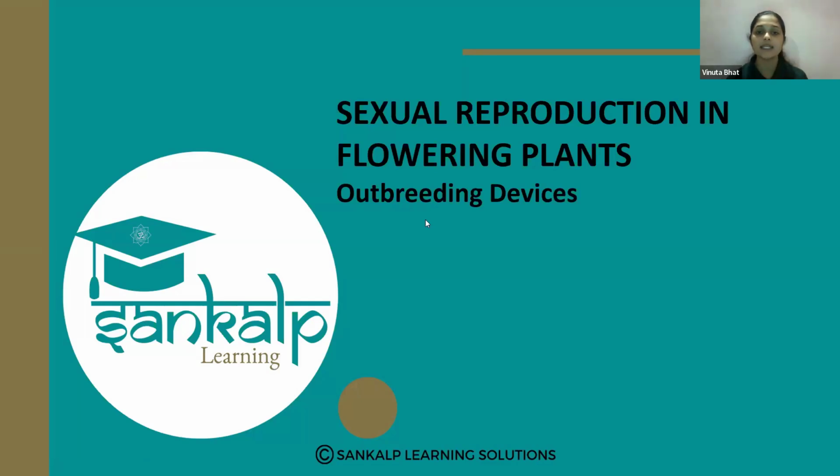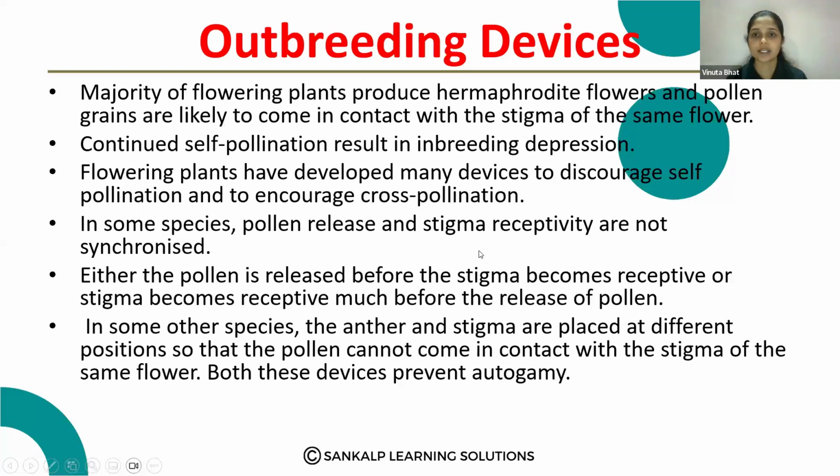Hello everyone. Sexual reproduction in flowering plants. Subtopic: outbreeding devices. So let's start the topic outbreeding devices. You know that the majority of the flowering plants produce hermaphrodite flowers.